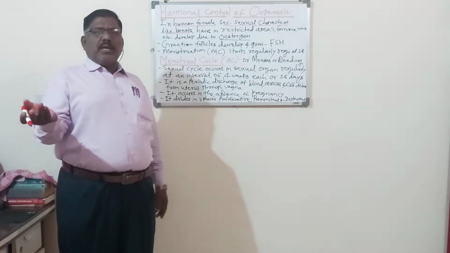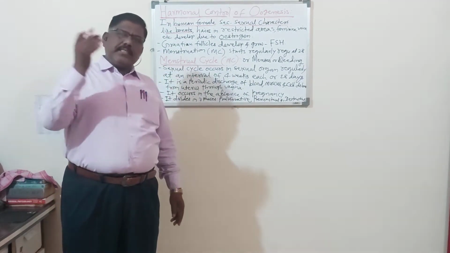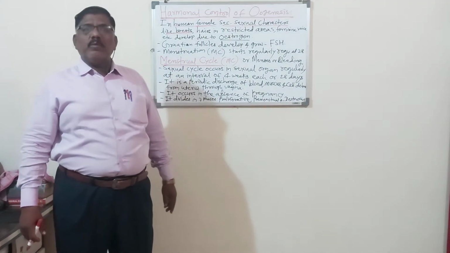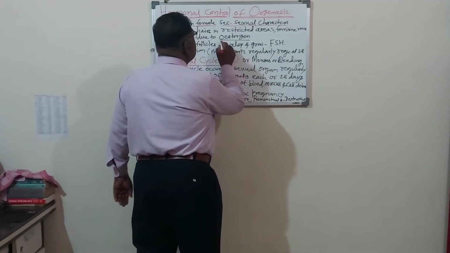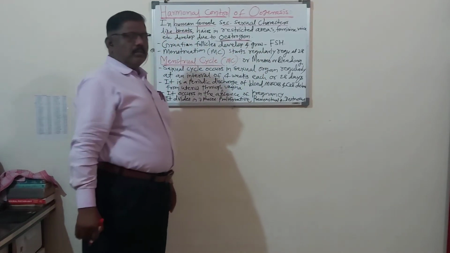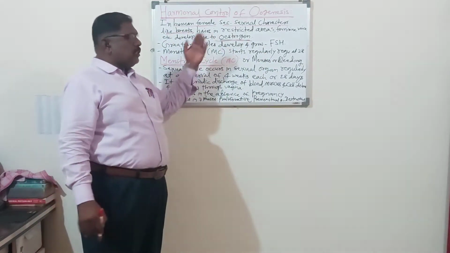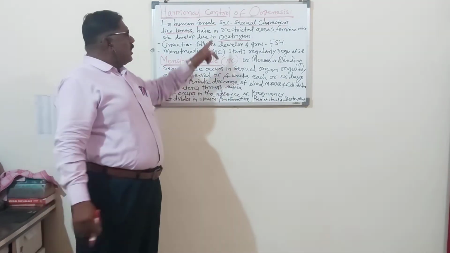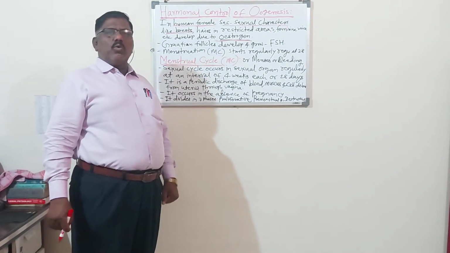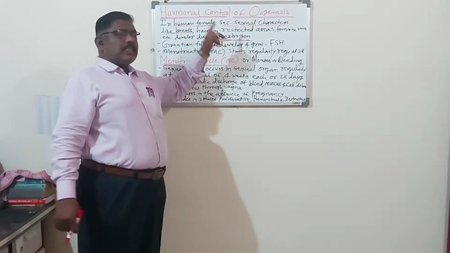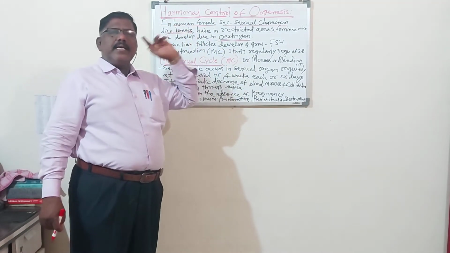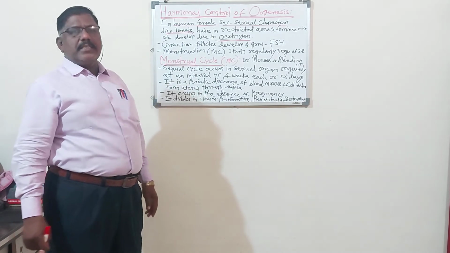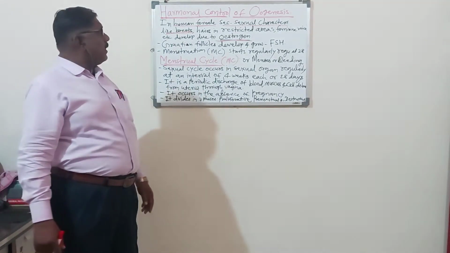It produces the ova, but it is an endocrine gland and secretes hormones also. That hormone is estrogen. Remember, which hormone is secreted by the ovary? The estrogen hormone is secreted by the ovary. Estrogen is a hormone secreted by the ovaries. The ovary is an endocrine gland, like the testes also. The testes is an endocrine gland.